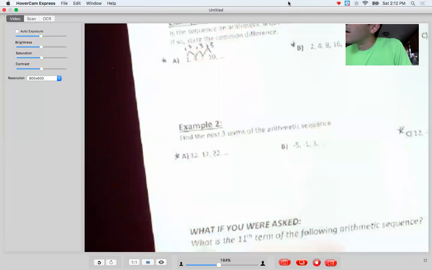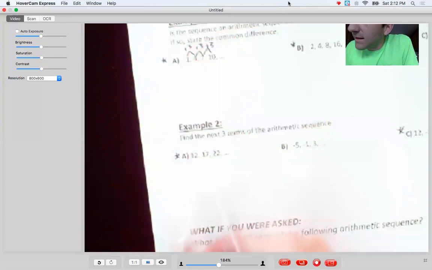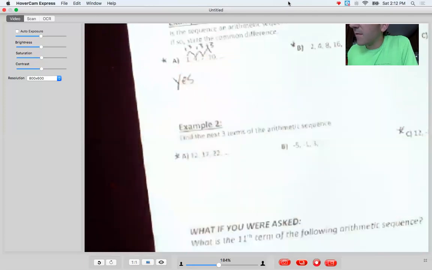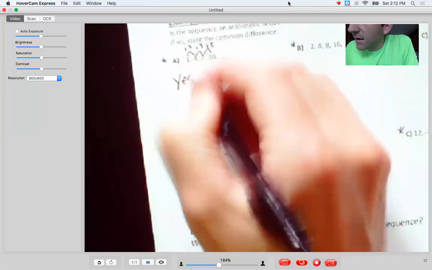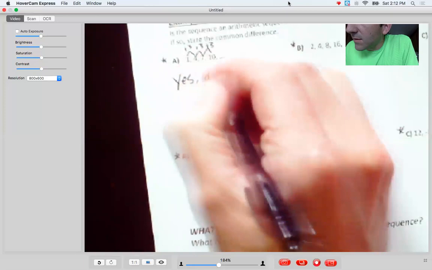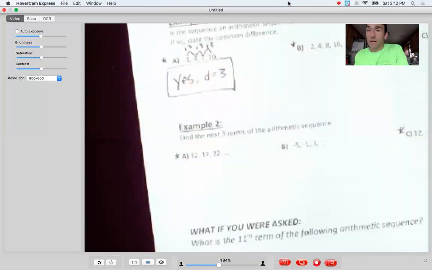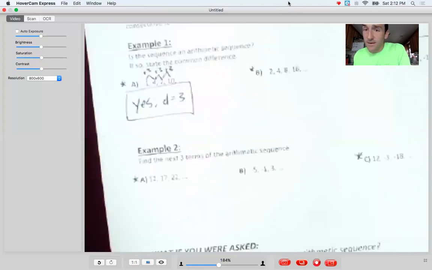So we would say yes in this case. If so, state the common difference. So we would say D equals 3. All right, and let's do another one. Looking at example B, it says 2, 4, 8, 16.